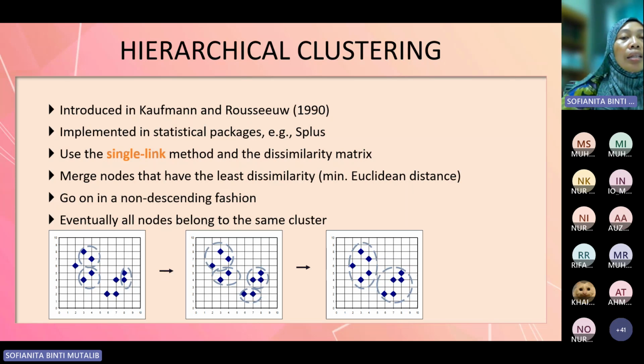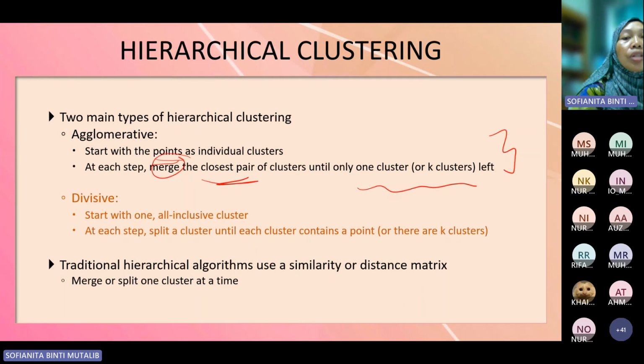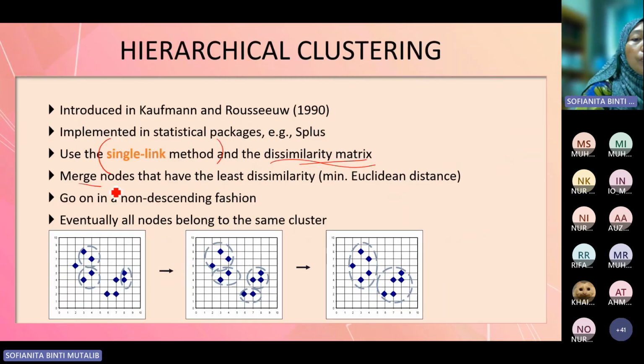So we need to understand another concept in terms of how you want to merge the points or the objects inside the data set. The first method that we are going to discuss for hierarchical clustering is known as the single linkage method. And definitely we are going to use the dissimilarity metric as well. The concept of merge is based on the closest pair, meaning the least dissimilarity, more similar to each other.